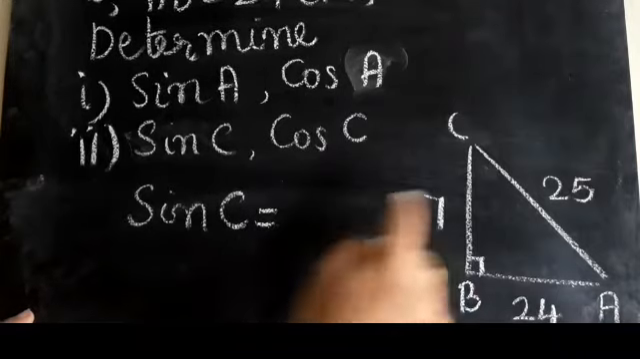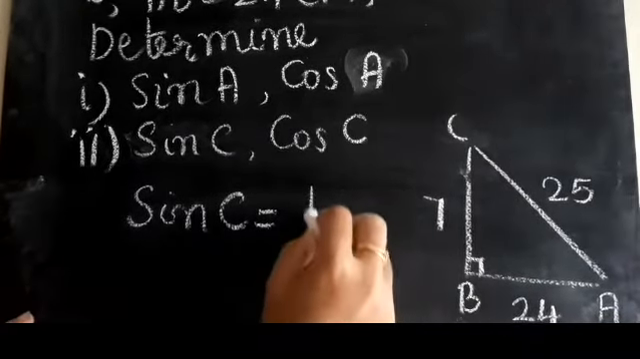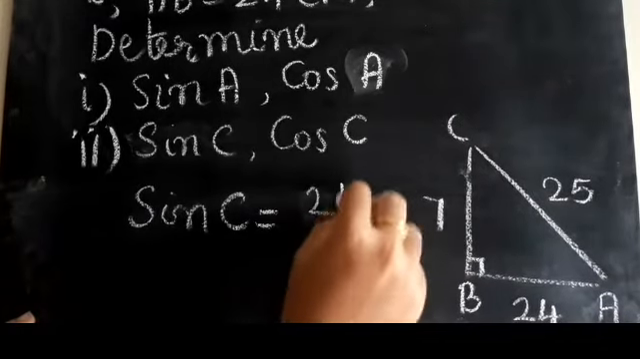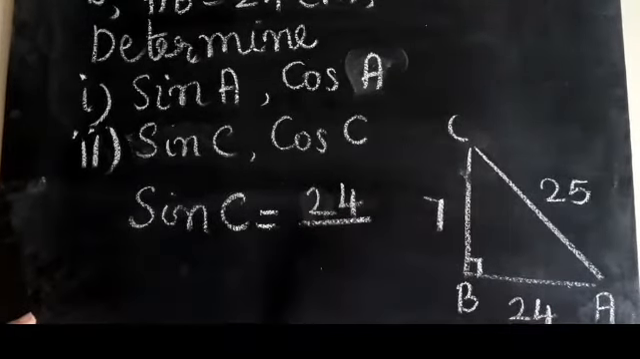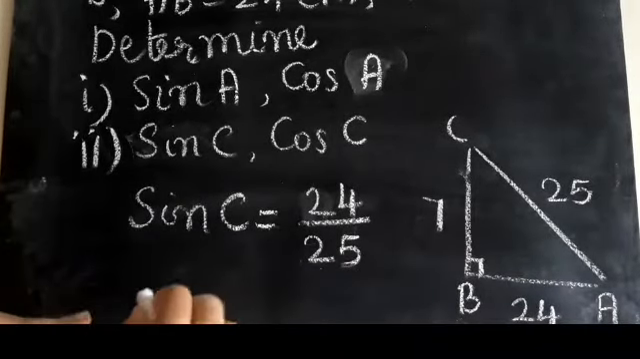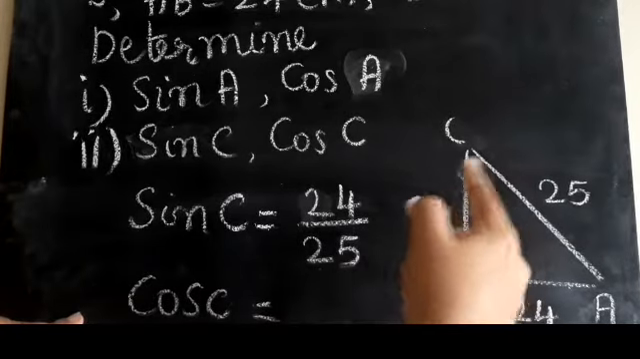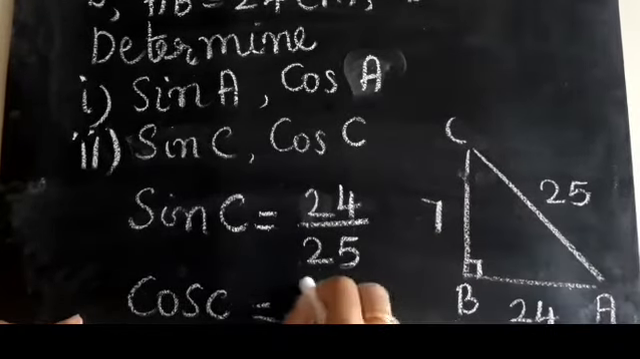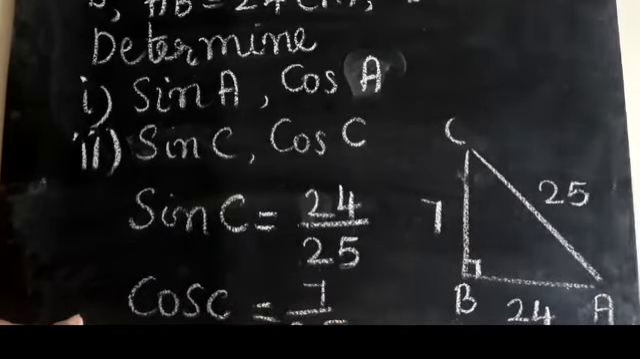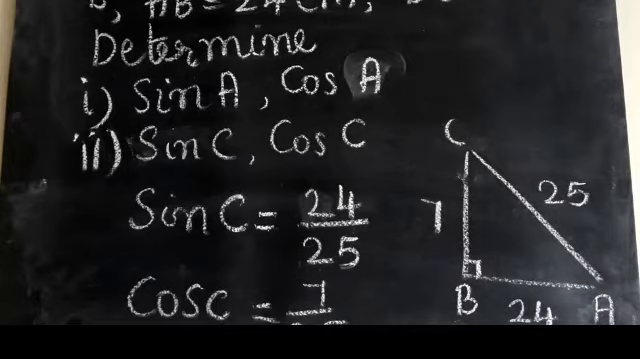So for this angle C, what is the opposite side? It is AB. So what is that? 24. Opposite side by hypotenuse. Hypotenuse what is that? 25. And the next one, cos C. For this angle C, cos meaning adjacent side by hypotenuse. So what is the answer? 7 by 25. Okay. So sin C is equal to 24 by 25 and cos C is equal to 7 by 25.